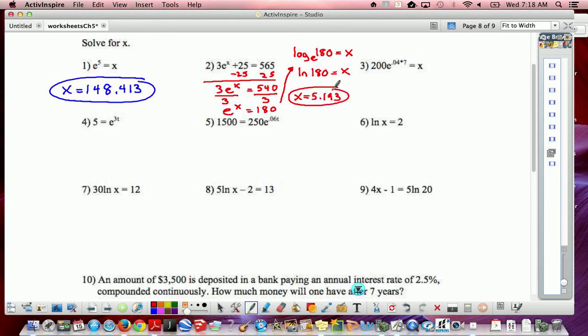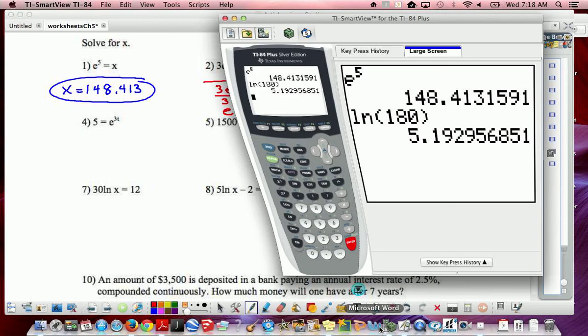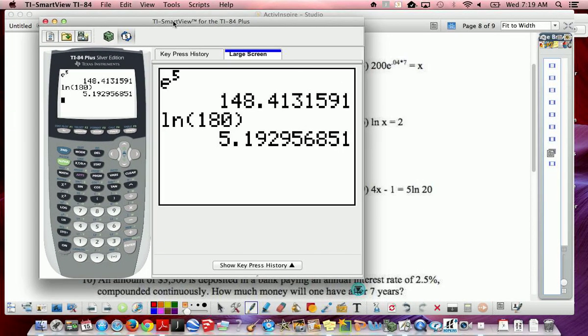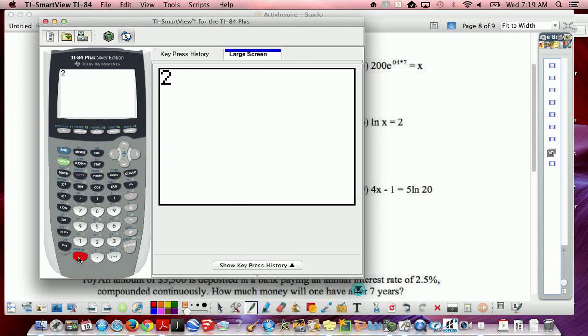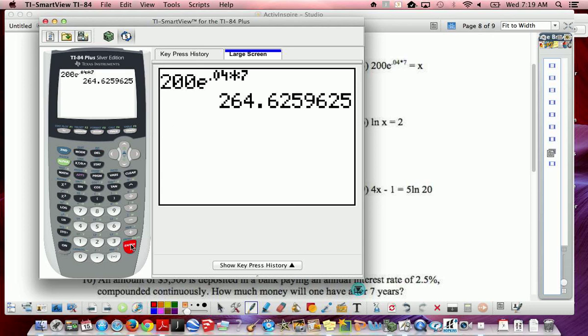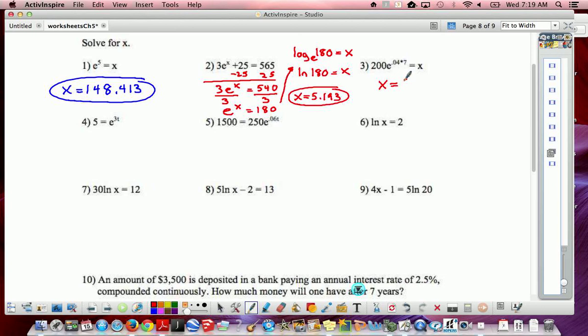On the next one, what's nice about number 3 is, notice how x is already all by itself. So this is one where you're plugging in all the values right into your calculator. We're just going 200 and then e, so second natural log, to the 0.04 times 7 power. Well, I don't have to end my parenthesis there, sorry. But on some calculators, you'll have to put that top part in parentheses. So hit enter, 264.626. So x equals 264.626.